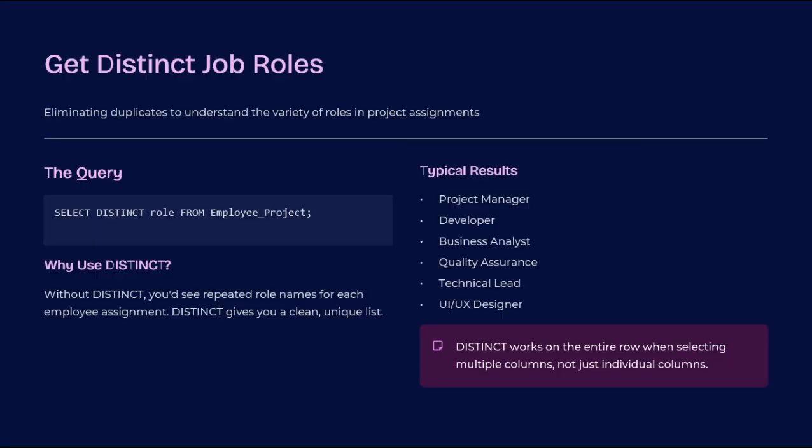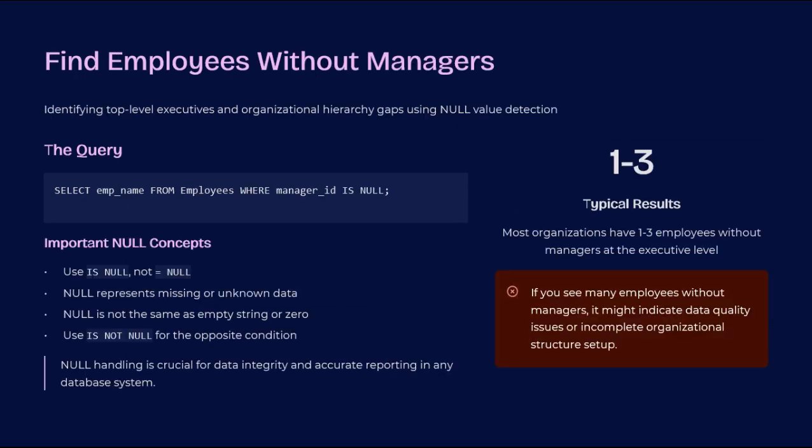Get distinct job roles. Query will be select distinct role from employee underscore project. Why use distinct? Without distinct, you would see repeated role names for each employee assignment. Distinct gives you a clean, unique list, right? Distinct works on the entire row when selecting multiple columns, not just individual columns. Let's move to the next.